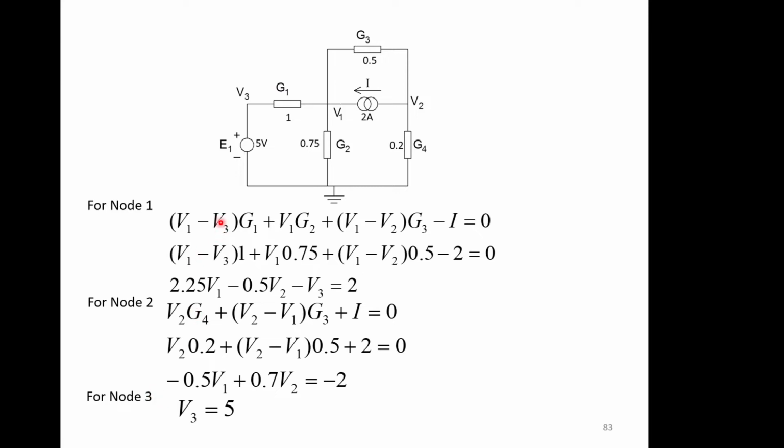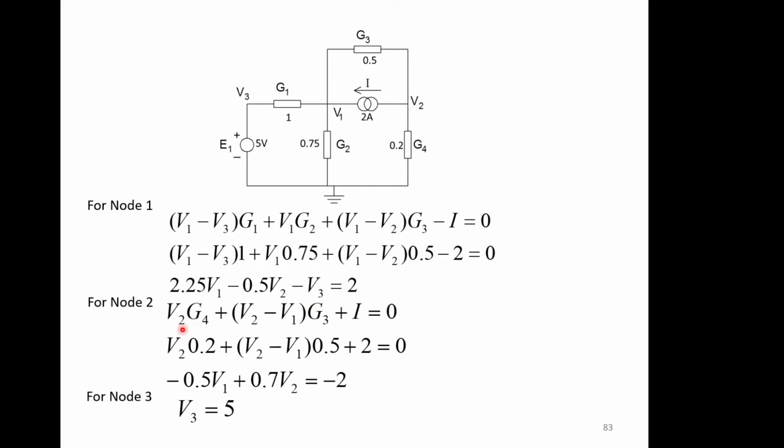Okay, so we know how to calculate or to develop the node equations. If you're not sure, you can drop back a couple of slides and have a look. Otherwise we can do it from first principles again, just write them down. V1 minus V3 G1, V1 G2, V1 minus V2 G3, and minus I for that node there, and likewise. So simplify that down, throw some numbers in. We can pick the numbers off the chart now. 2.25 V1 minus 0.5 V2 minus V3 equals 2.